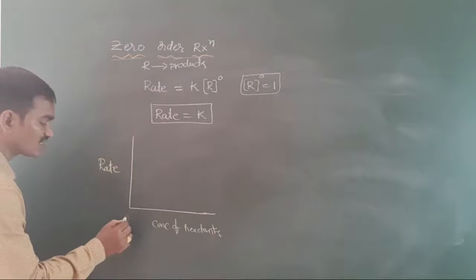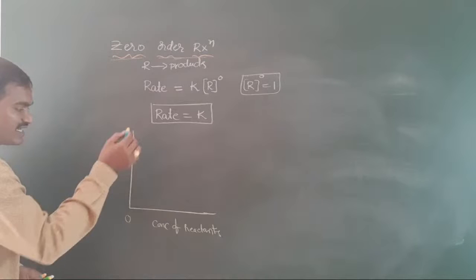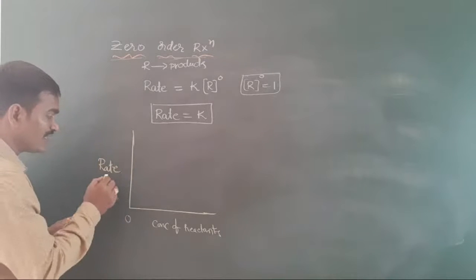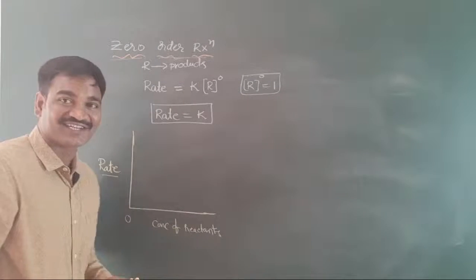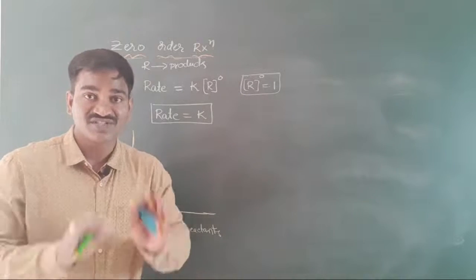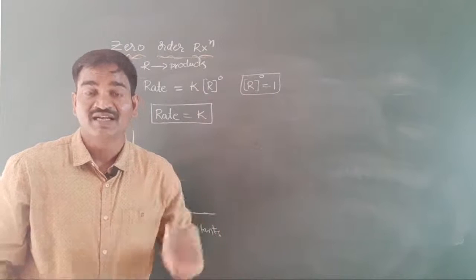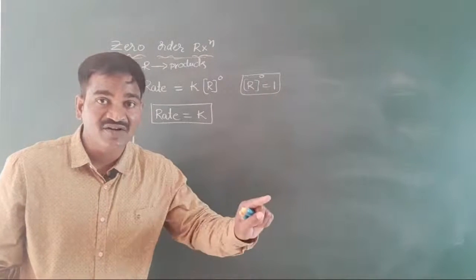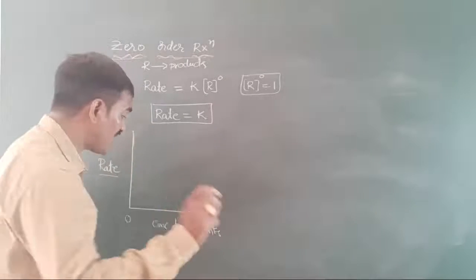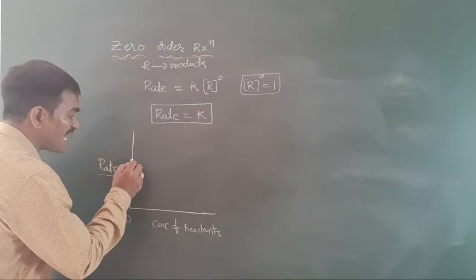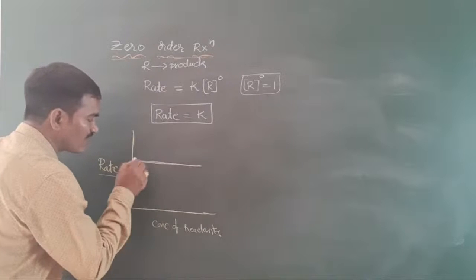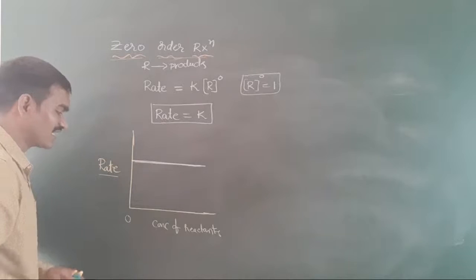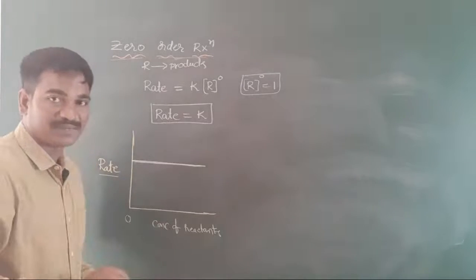If you take the graph of the concentration of reactants and rate, here you see, the rate is independent of the concentration of reactants. Zero order means special types of uncommon reactions, where the rate is not depending on the concentration of reactants. So that's why the graph is coming like this. Have you got it? It's a constant. Is it clear? Take it down clearly. Very important objective purpose, right?